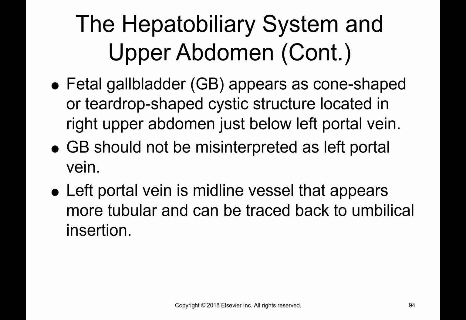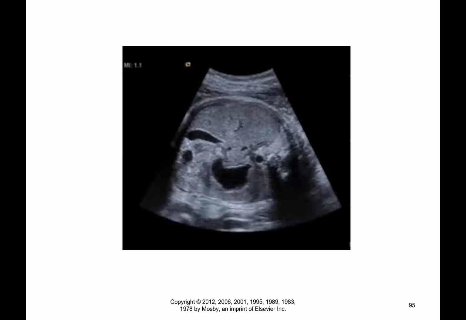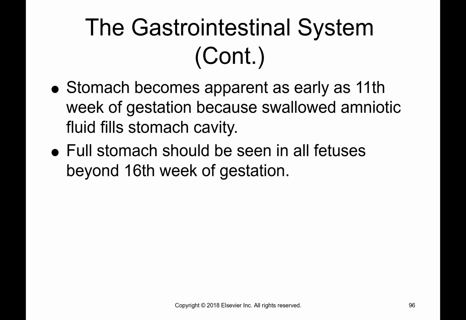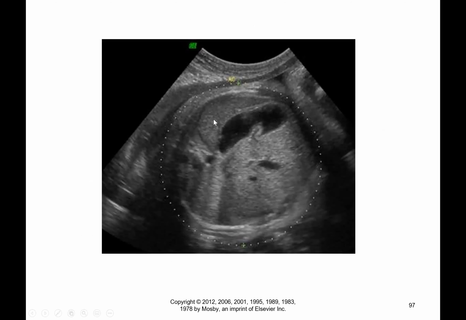You might see the fetal gallbladder. Sometimes it's distended. Sometimes it's not. It just kind of depends on the baby. So this is the stomach. That black hole is the stomach. I want to see that. This is the liver here. And then this is the little gallbladder. Kind of looks just like a baby gallbladder. The stomach is a huge landmark that you want to see. And usually you can start seeing it around the 11th week. And a full stomach should be seen in all fetuses beyond 16 weeks of gestation. This black hole is a stomach.